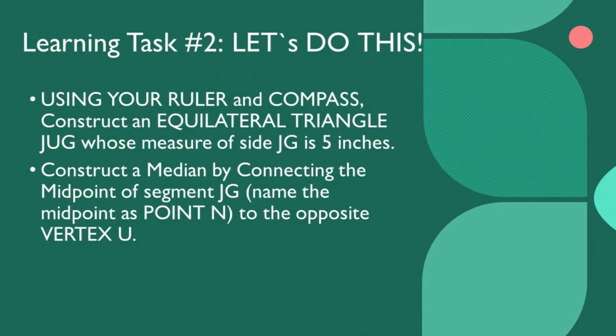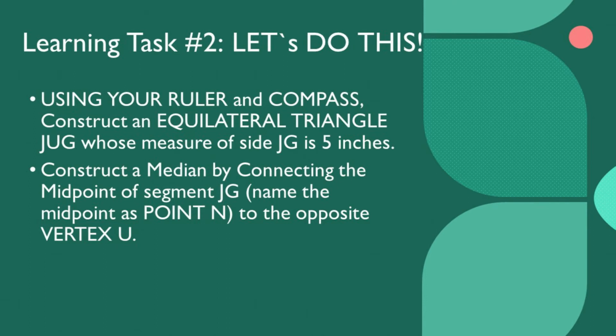Okay, so for your learning task number 2, let's do this. Using your ruler and compass, you're going to construct an equilateral triangle. The same as our learning task number 1, but in this task, kayo na lang ang gagawa. Wala na tayong mapapanood na video, no? But the same lang din ang ginawa natin sa learning task number 1. Here, we are going to name the triangle as triangle JUG, whose side JG measures 5 inches. So, you must have the ruler. The measure of JG is 5 inches.